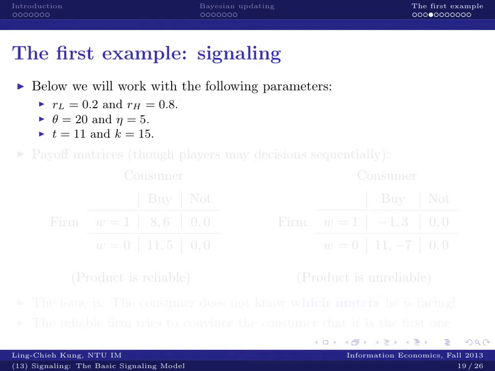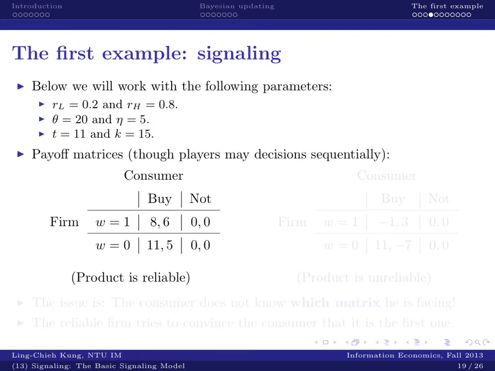RL is 0.2, RH is 0.8. When the product is good, the consumer gets 20. Otherwise, the consumer gets 5 if the product is repaired. The price is 11 and the cost is 15. Collecting those numbers, we can get these payoff matrices.